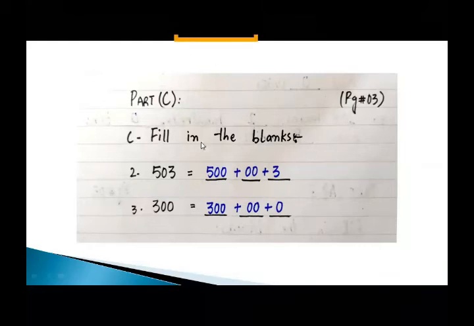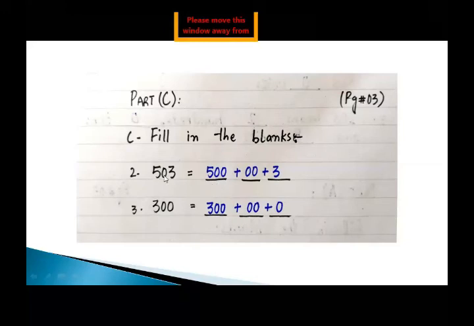Part C, fill in the blanks. Here you see the number given is 503, and you have to write it in expanded form. Starting from the hundreds, you know that 5 comes at the place of hundreds, and when you write 5 in expanded form, you put 2 zeros with 5, because it comes at the place of hundreds. You know that in 100 there are 3 digits, and 2 zeros are there in 100. So 5 is written as 500.